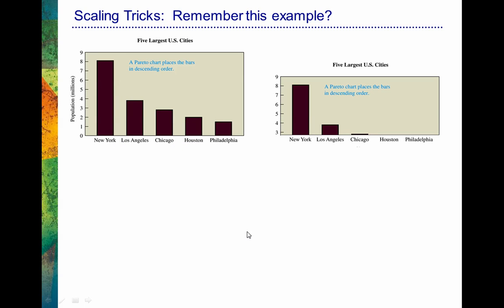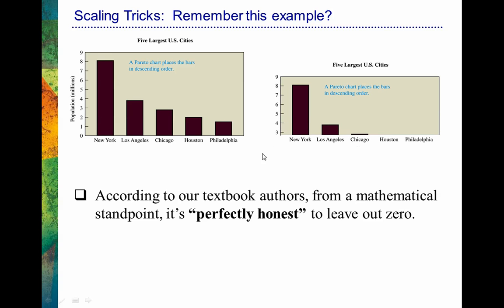Let's talk about one more thing. We're essentially going to revisit an issue that we talked about before. Remember scaling tricks that we talked about, playing games with the scale? And I showed you this example where essentially just the caps of these bars were captured in this graphic right here. And it's misleading because now it looks like New York has a population maybe 5 times that of LA. Now, technically speaking, the bars are labeled with these numbers in here, so we should be able to figure it out. And that's why your textbook authors say that from a mathematical standpoint, this is perfectly honest.